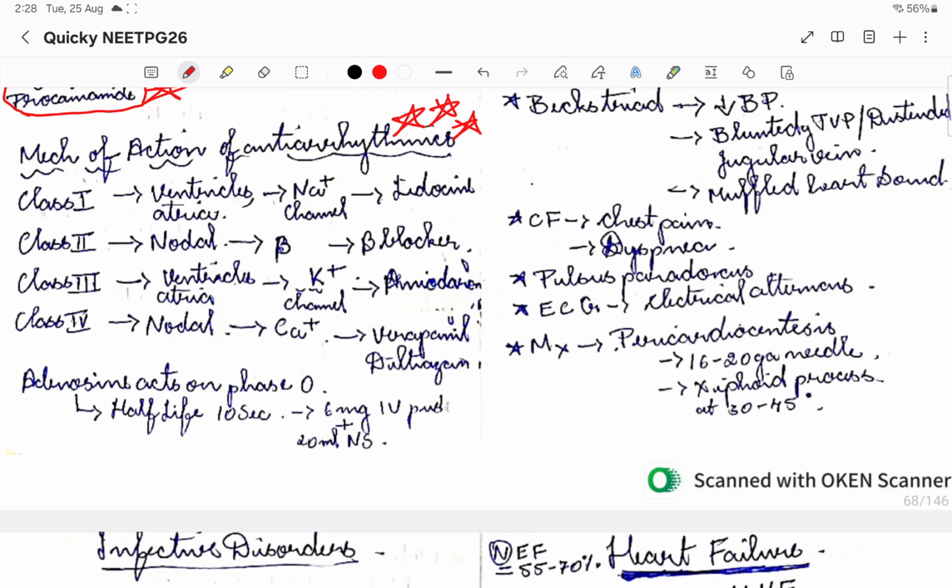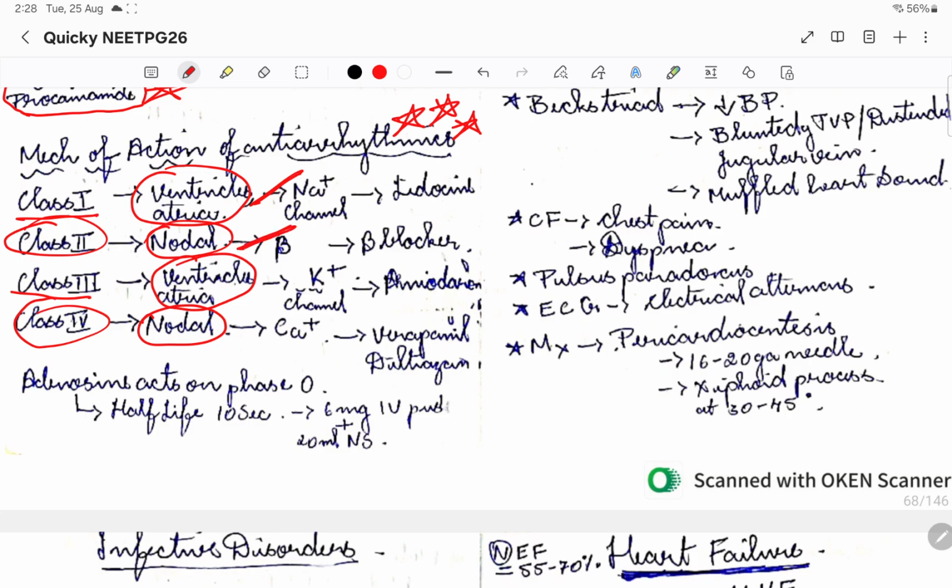Class 1 and 3 will act on the ventricles, the ventricular action potential, whereas class 2 and 4 will act on the nodal potential. Please remember this. Based on what is happening, I choose that particular drug. So for class 1 and 3, the ventricular potential is affected. Class 1 is the sodium channel blockers, whereas class 2 is beta blockers.